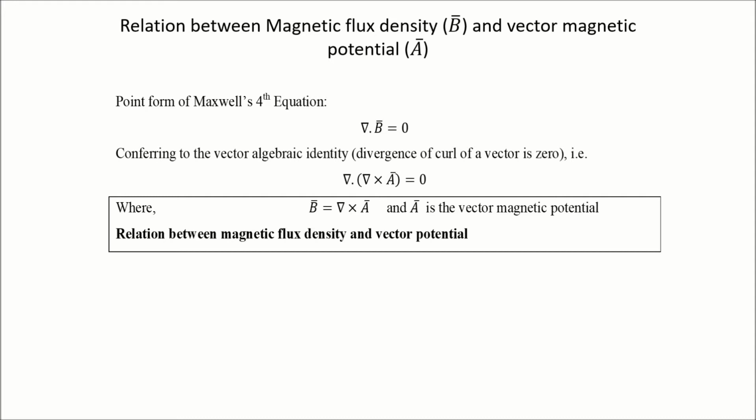Now, if we equate Maxwell's equation, that is divergence of B equal to 0, with divergence of curl of A equal to 0, then we can easily find a relationship between B and A. The relationship is the magnetic flux density B is equal to curl of A, where A is the magnetic vector potential.